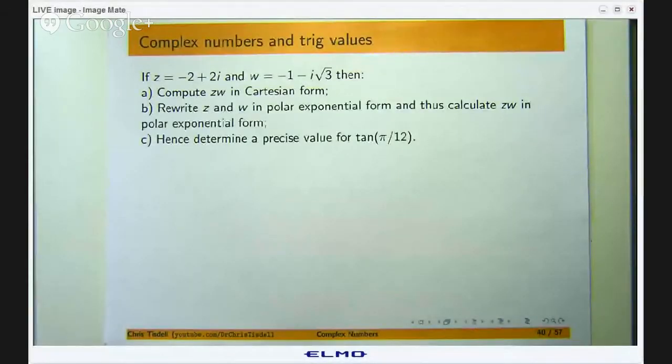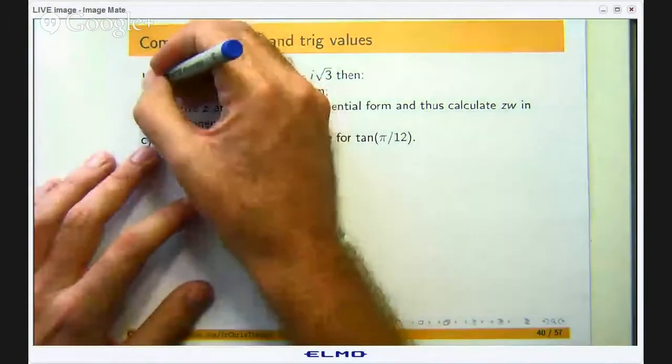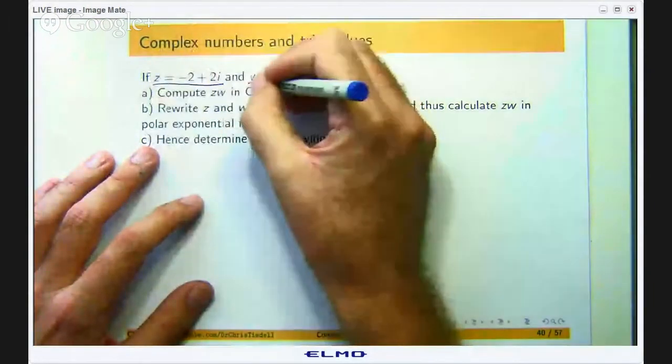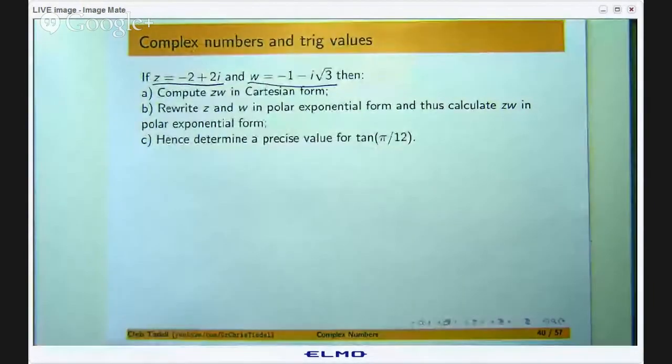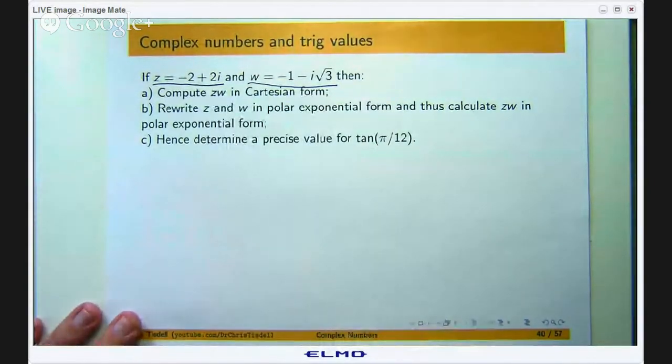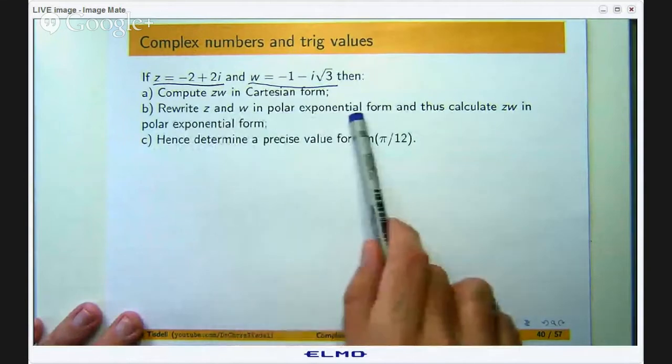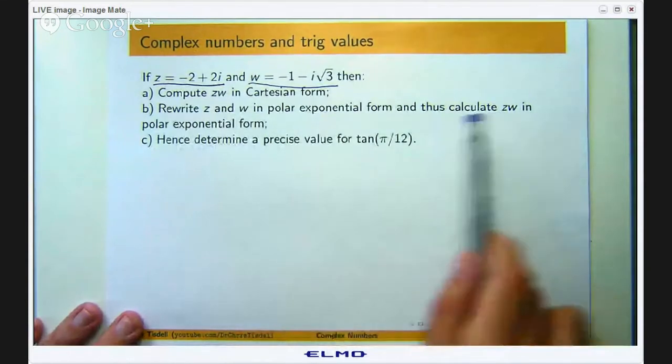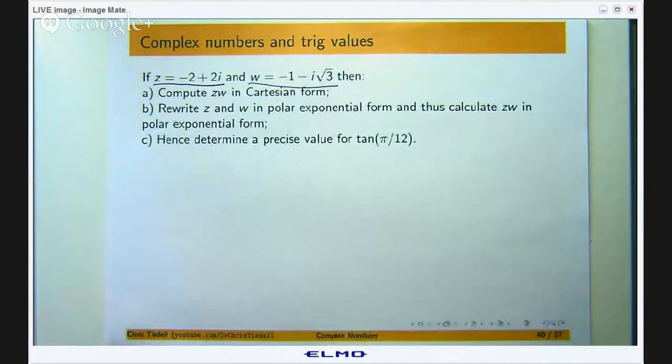Okay, so we're given two complex numbers, Z and W. And we're asked to do a few things. We're asked to compute the product ZW in Cartesian form, rewrite Z and W in a polar exponential form and calculate the product in polar exponential form, and hence determine a precise value for the tan of pi on 12, or the tan of 15 degrees.